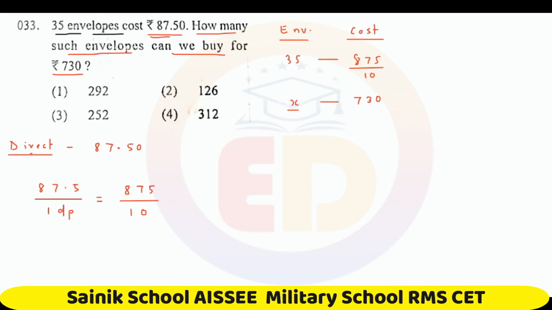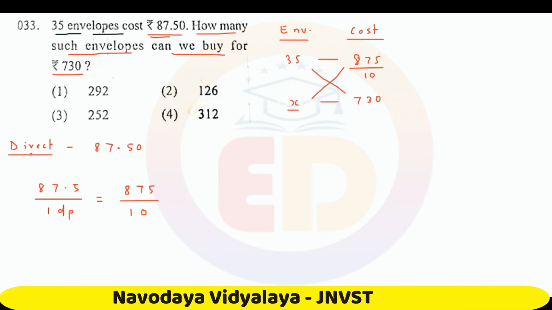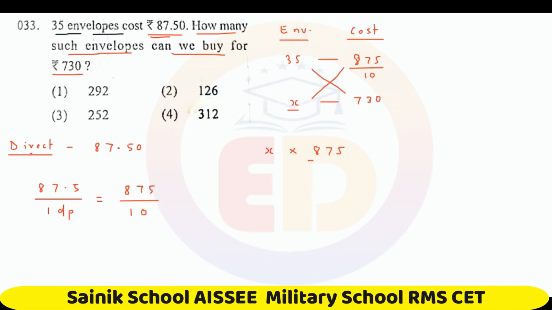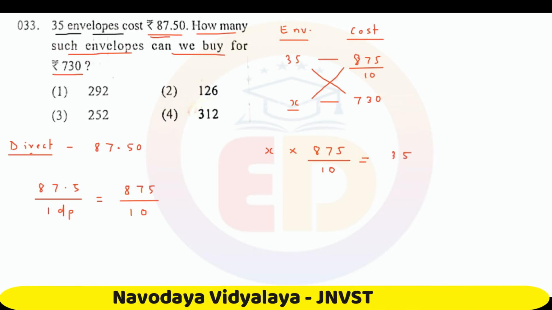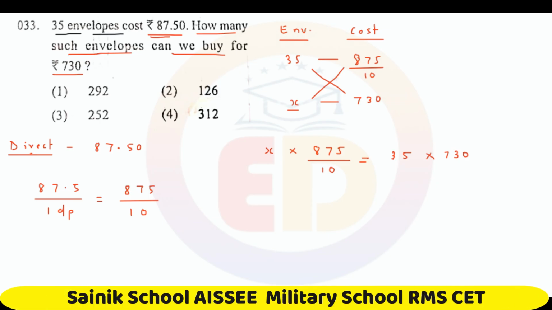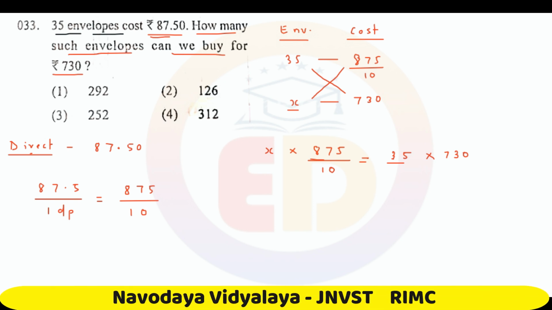As in the questions of direct variation, we will cross multiply and find out the value of X. It will be multiplied as X multiplied by 875 upon 10 equals 35 multiplied by 730. Now, for simplifying, we can directly cancel the right hand side term with the left hand side numerator terms.